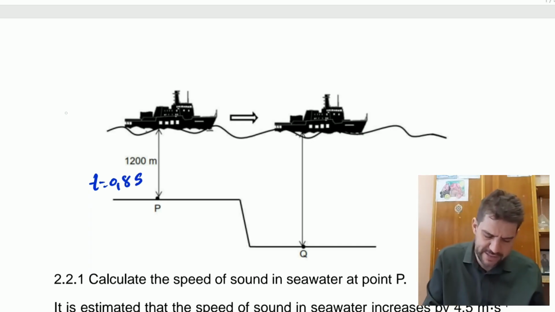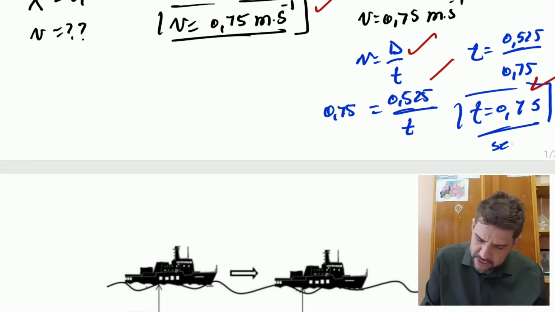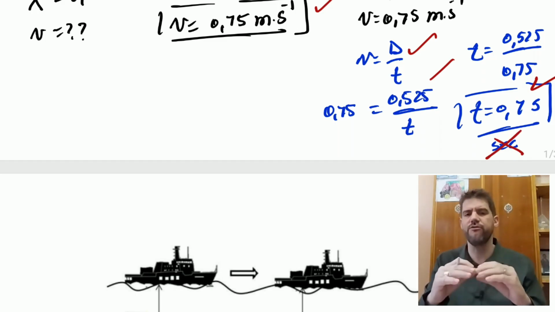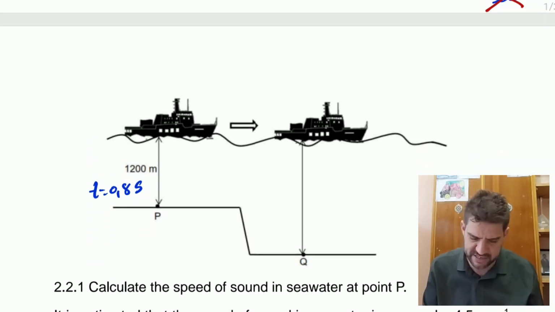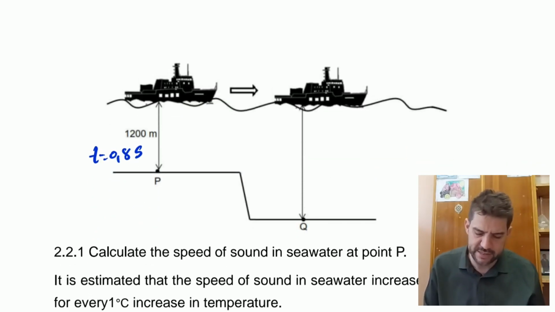Now, this is an important point. You cannot write sec. If you write sec, you lose the mark. That is wrong. You can either use the symbol S or you write the full entire word seconds. I think it's a good point to mention that one there. Seconds to reach point P, which is at the seabed 1,200 meters below the ship. You can see there, the data is given to you.